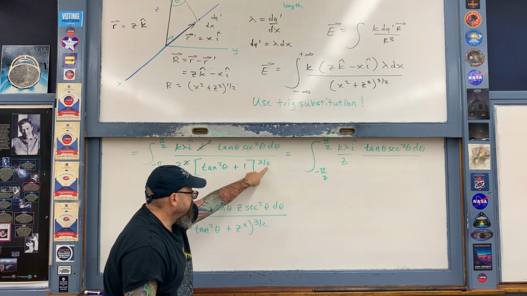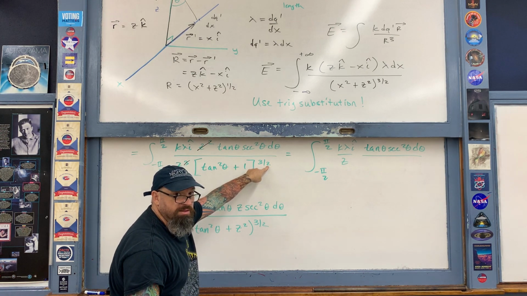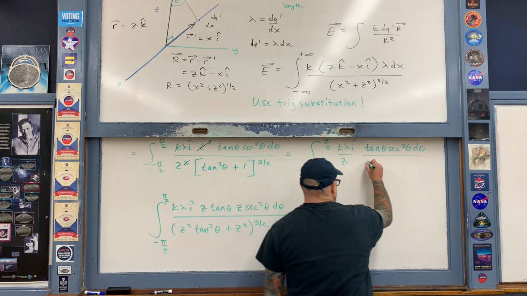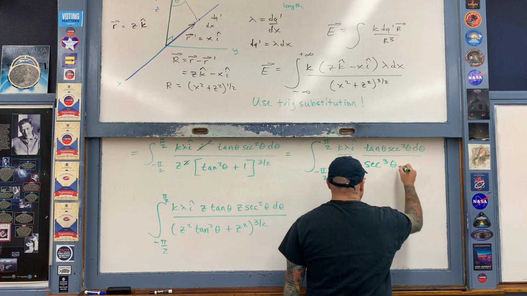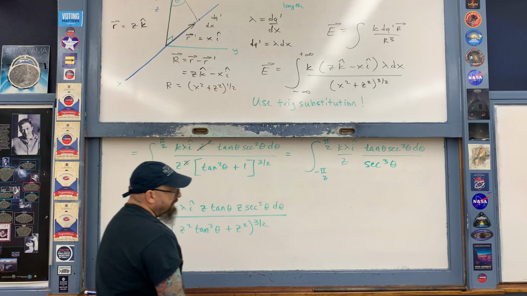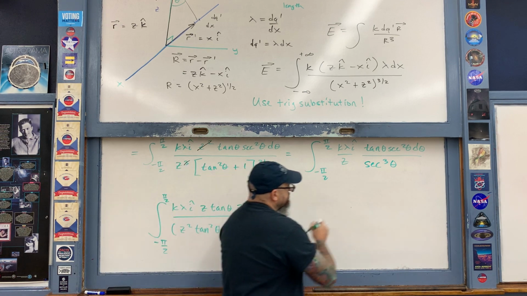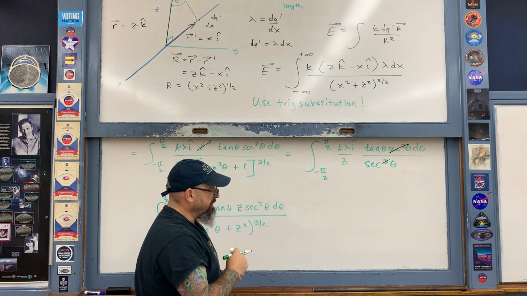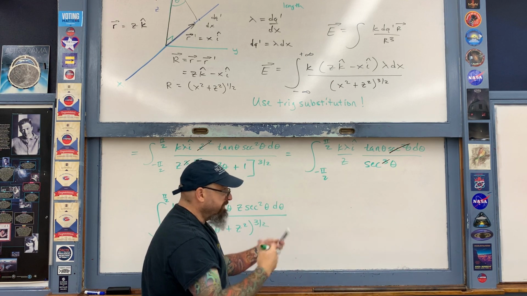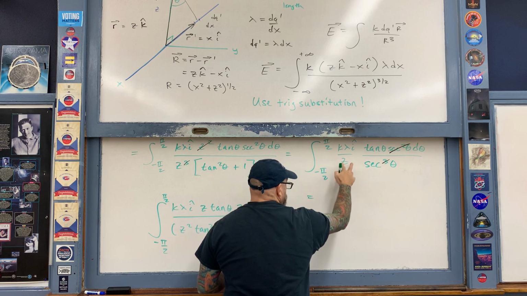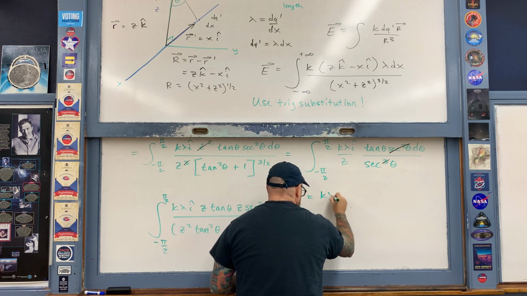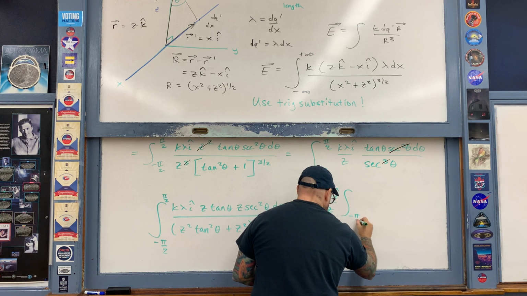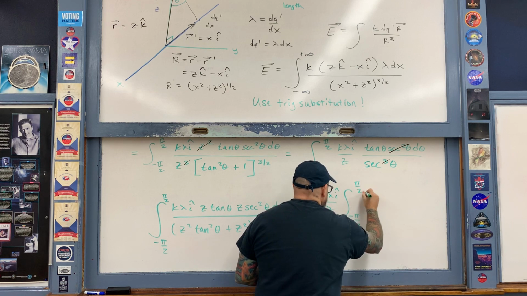Secant squared, take the square root of it, is secant. Cube it, secant cubed. Like so. Okay, simplify further. A secant squared cancels out with a secant squared like so. And then we're left with the following. Okay, let me go ahead and pull these constants out. k lambda i hat over z. Integral, negative pi over 2 to positive pi over 2.